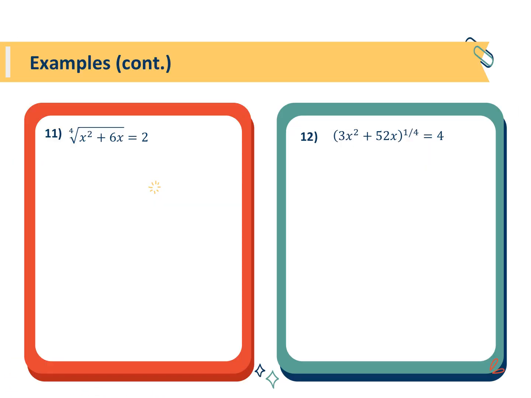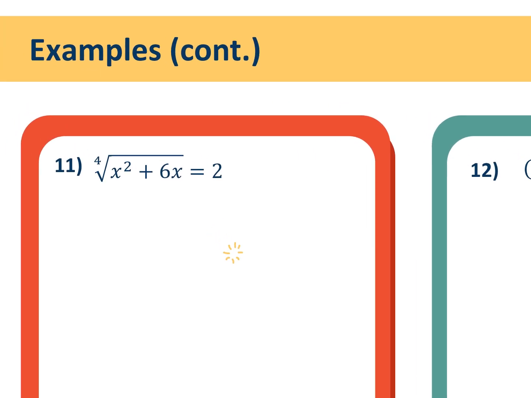All right, similar story over here, right? I get my radical to one side, everything else on the other side. And in this case, I have a 4th root, right? But no big deal. It's already by itself, so I can raise both sides to the 4th power. That's going to cancel out this radical. So then I end up with x squared plus 6x equals 2 to the 4th, which is 16. And then we just end up with a regular quadratic that we can factor and solve.